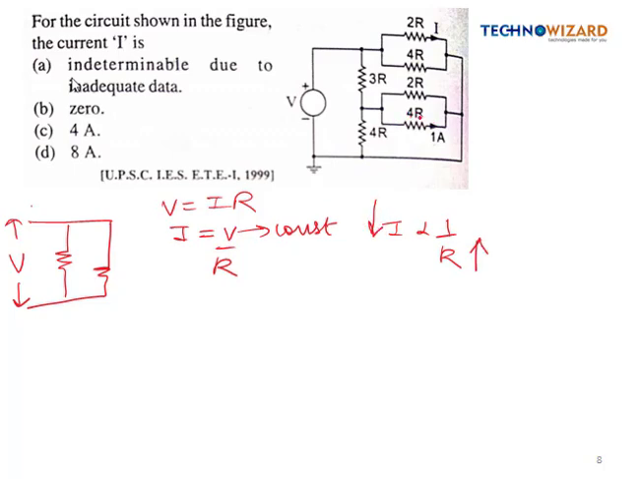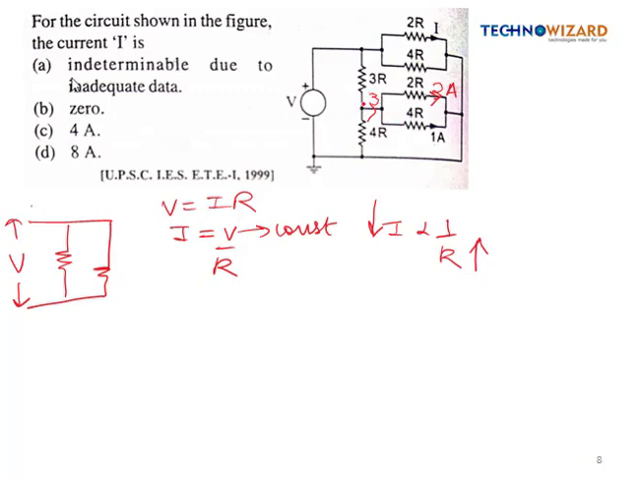So if the resistance value increases, current will become less in proportion. Here through the 4R resistance, the current flowing is 1 ampere. Now here the resistance is reduced to half. If the resistance is reduced to half, the current will become double because voltage has to remain constant. So if this is 1 ampere, here the current will become double because they are connected in parallel. So this will be 2 ampere. So from here 3 ampere current must come. So this is 3 ampere, right.